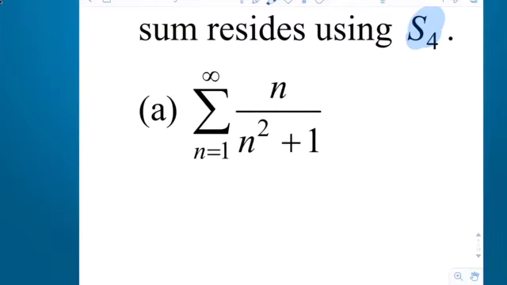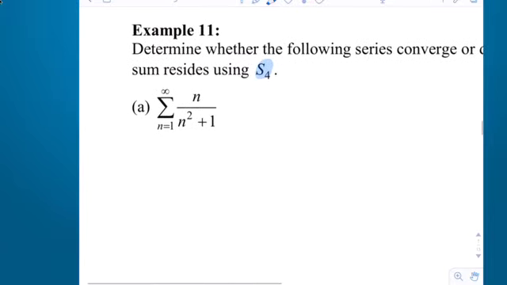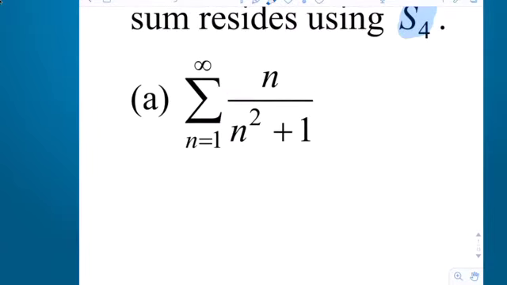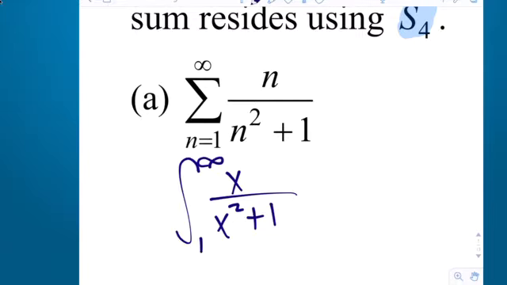So let's see. How can I tell? Well, if that were an x and that were an x squared plus 1, and instead of the series from 1 to infinity, what if I integrated it from 1 to infinity? Is that an improper integral that we know how to evaluate? Yes. Okay, so if you replace the n's with x's and you integrate from 1 to infinity, if this is something you know how to integrate, it's going to work.